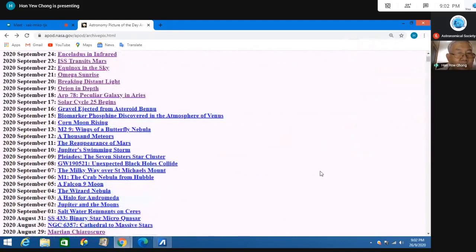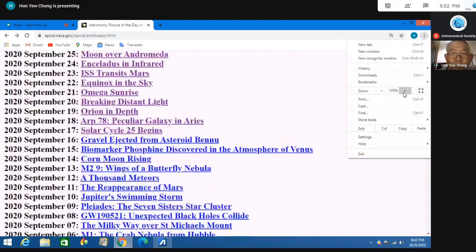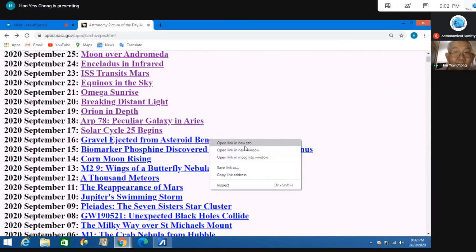Okay. So now let's look at this. September 16, gravel ejected from asteroid Bennu. Oh, very interesting. Okay.